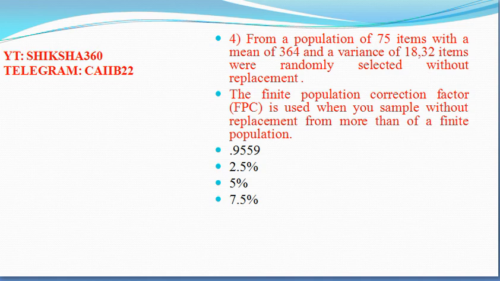I request all of you, please solve this question and tell what the correct answer is. I will repeat the question once again. From a population of 75 items with a mean of 364 and a variance of 18, 32 items were randomly selected without replacement. The finite population correction factor is used when you sample without replacement from a finite population. So please tell what the correct answer is.